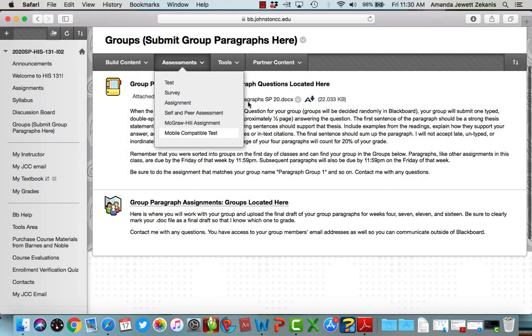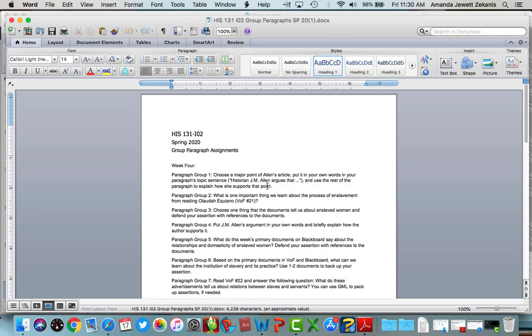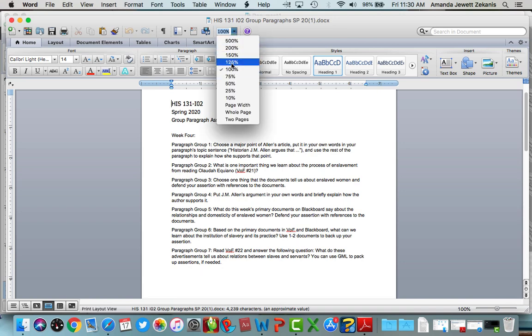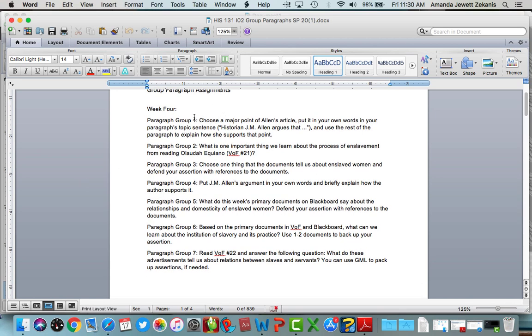You'll also notice in this item that I've attached the group paragraphs. This tells you what the assignments are, and it matches up with the name of the group. For example, I clicked into group paragraph group one. For week four, they would have this first question here.